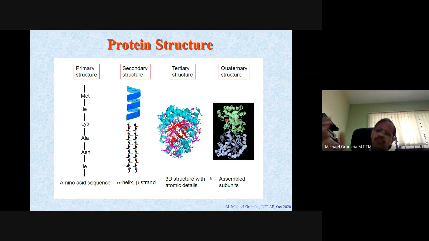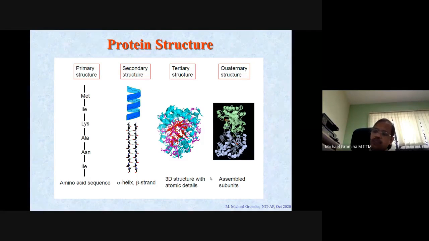Okay, so this is the periodic arrangement of these amino acid residues. There are different levels, like the different secondary structures, like the alpha helices and beta strands. Fine. So what is the tertiary structure? Which information do we get in tertiary structure? Atomic detail. So you get the coordinates of each atom, right?